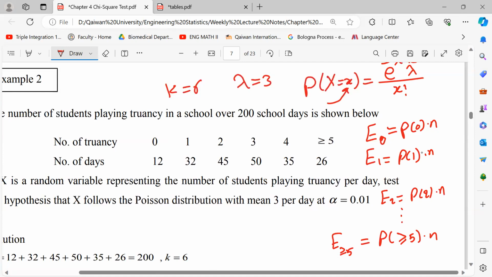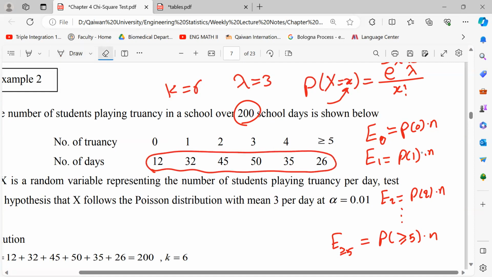It's given. Even the sum of these should be 200. Okay. Now we have n, and we need to find the probability of 0, probability of 1, probability of 2, up to probability of greater than or equal to 5 by using the Poisson distribution. In this case, we must use the Poisson distribution for finding the probabilities.